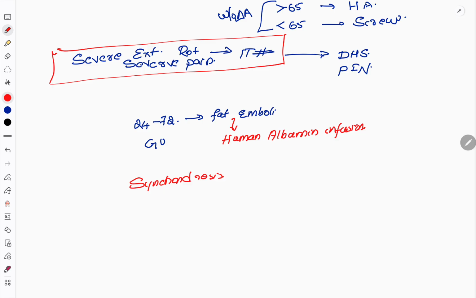And then Hawkins sign is the sign of revascularization and viability of the talus. That is, you see an area of radiolucency in the subchondral bone of the talus.